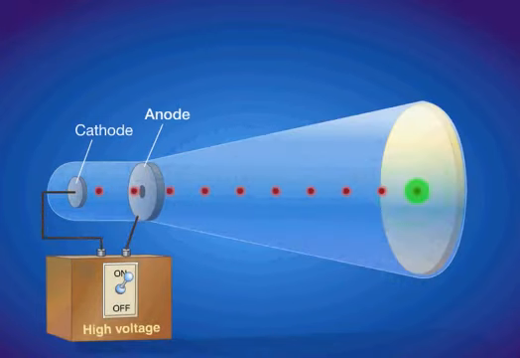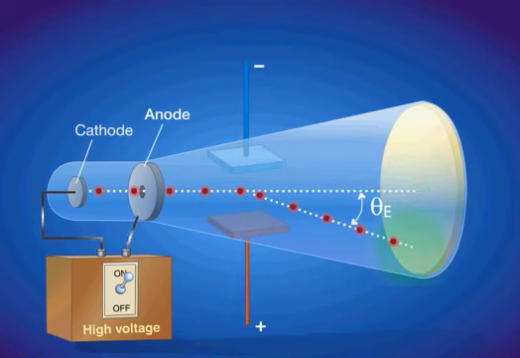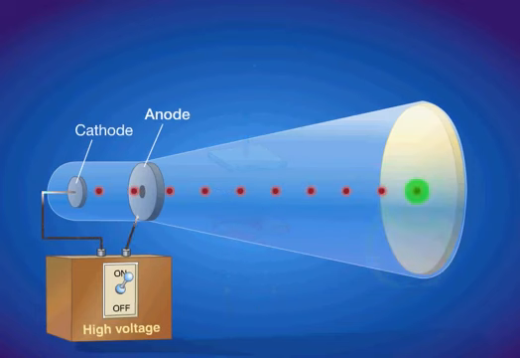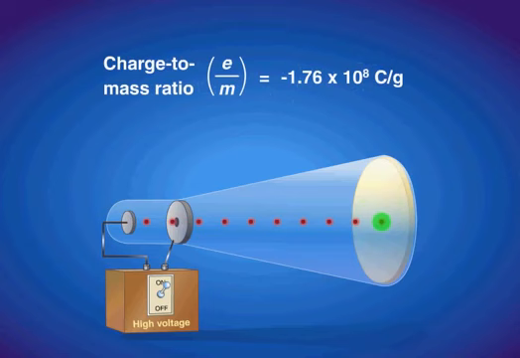In 1897, J. Thomson, an English physicist, determined the charge-to-mass ratio of an electron. He adjusted the electric field so that the electrostatic deflection, θ_E, was the same as the magnetic deflection, θ_B, and was able to calculate the charge-to-mass ratio of an electron using the following equation, where E is the applied electric field, θ is the angle of deflection, B is the applied magnetic field, and L is the distance traveled by the cathode rays. Thomson determined the charge-to-mass ratio of an electron to be negative 1.76 times 10 to the 8th coulombs per gram.